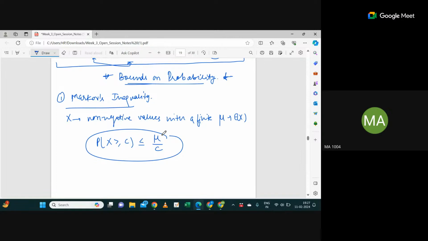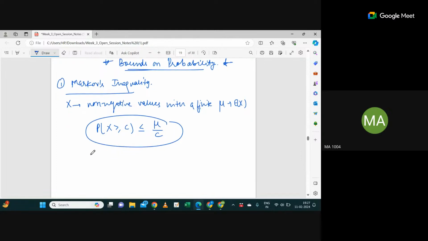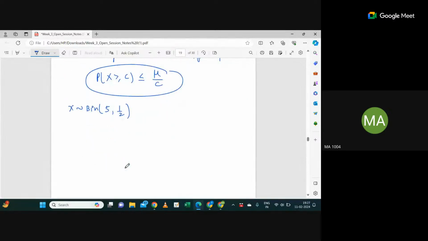Now you will get an idea. Suppose x is following a binomial distribution with parameters n comma p, let's say 5 comma half. If I ask what is the probability x is greater or equal to 3, how will you compute it? I can compute probability x equal to 3, plus probability x equal to 4, plus probability x equal to 5. That is something we have to do.